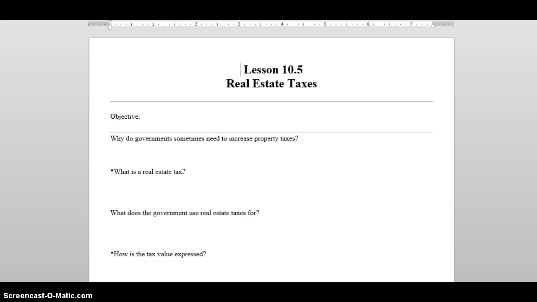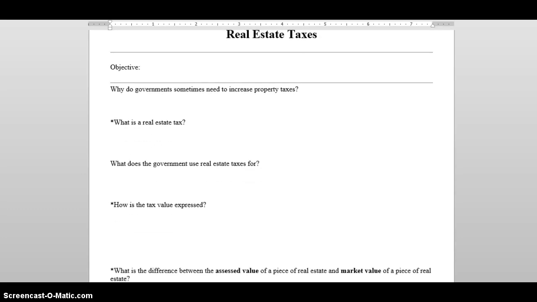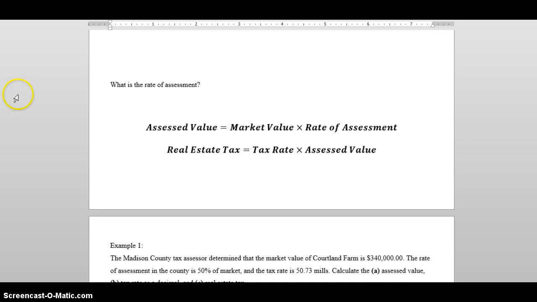Chapter 10, Lesson 5 is about real estate taxes. We're going to be using the assessed value, market value, and rate of assessment, as well as a tax rate. So our assessed value equals your market value times your rate of assessment, which will be given as a percent. Then real estate tax equals your tax rate, which will be given in mills, divided by 1,000, times your assessed value.